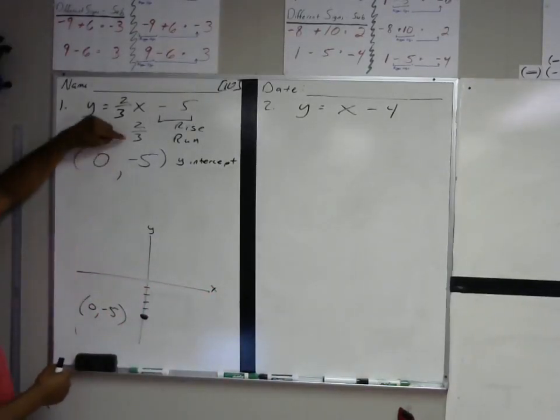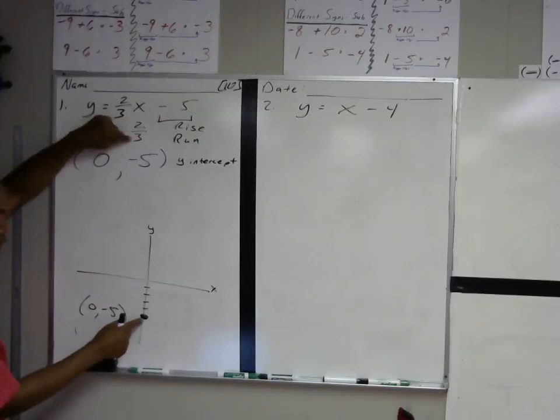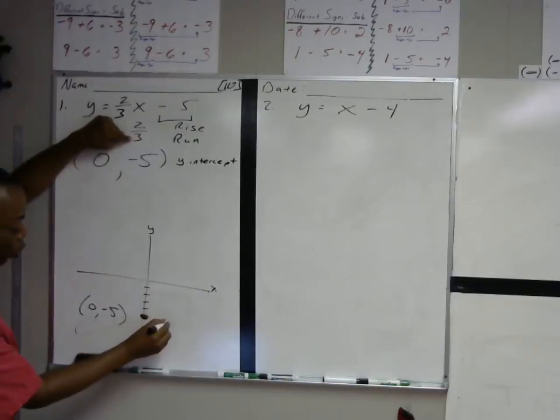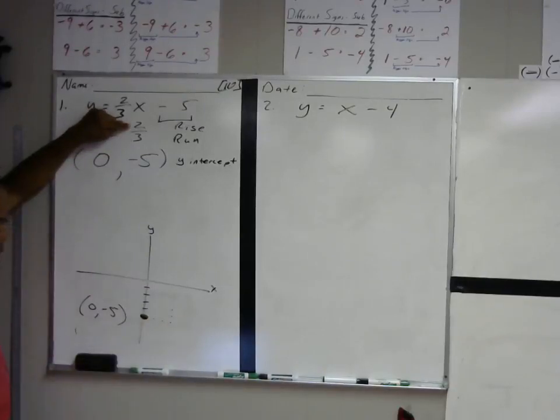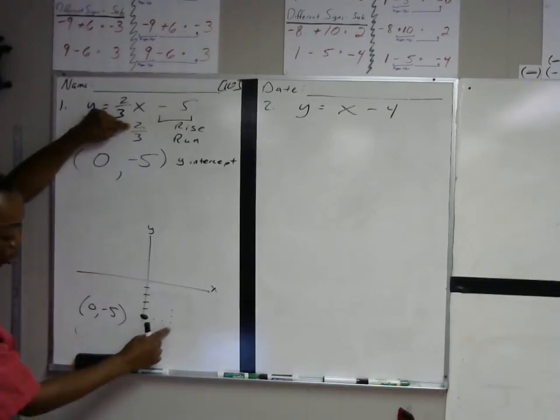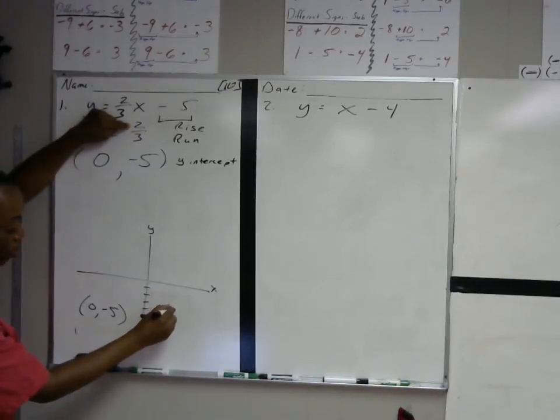I'm going to run 3 times from this point. 1, 2, 3. Run 3 times. And I'm going to rise 2 times. There we go. Run 3 times, rise 2 times. And that's my new point.